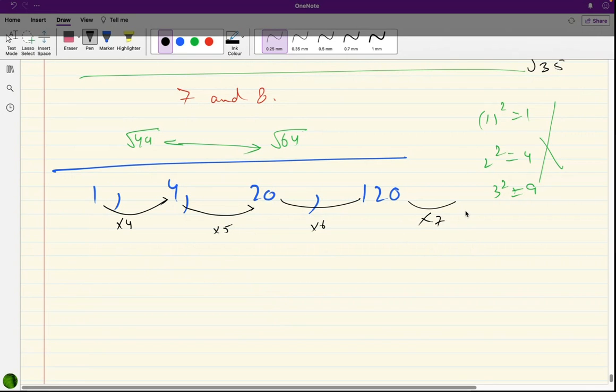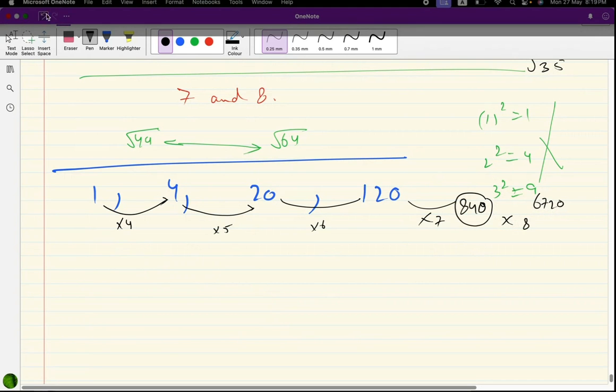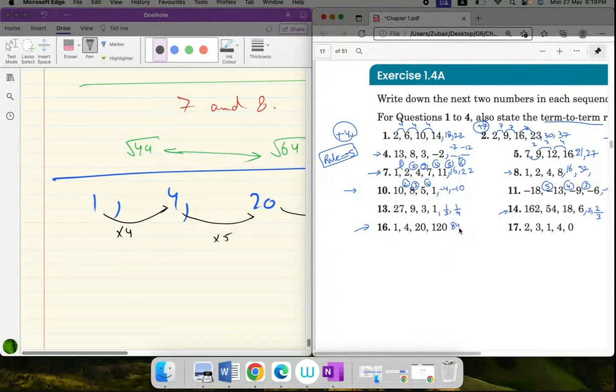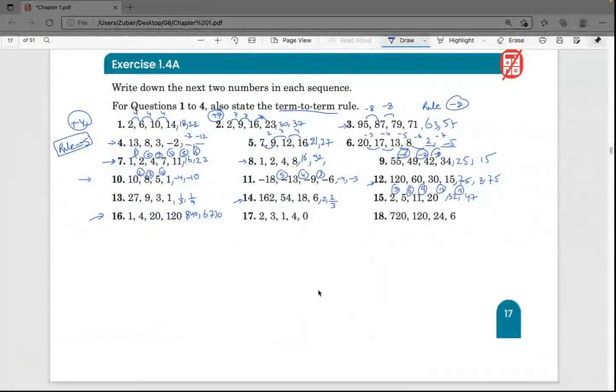So 120 into 7 is 840. And then the next one would be into 8, which is 6720. So 840 and 6720. Yes, sir. Haris, are you with us? Are you understanding this? Yes, sir.